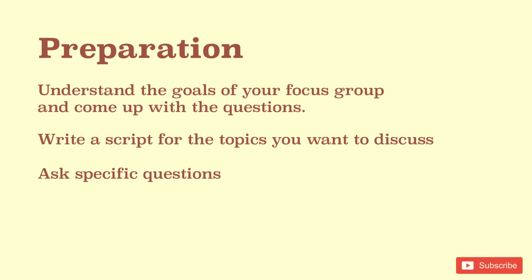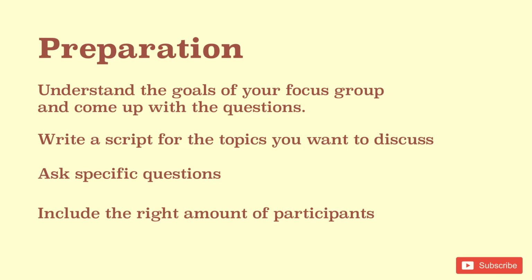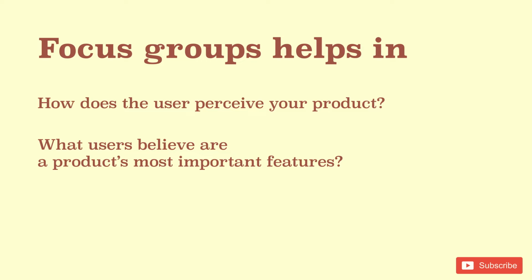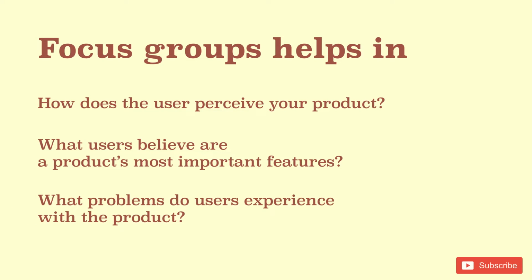Ask specific questions. Make sure your questions are clear, open-ended and focused on the topics you are trying to learn about. Include the right amount of participants. Around 5 to 10 participants are recommended to keep the session focused and organized. A focus group can help you better grasp how users perceive your product, what users believe are a product's most important features, and what problems users experience with the product.